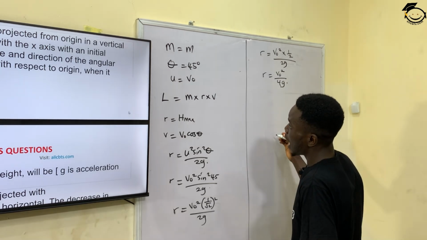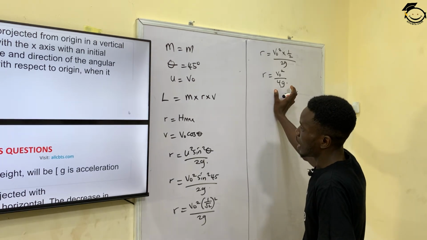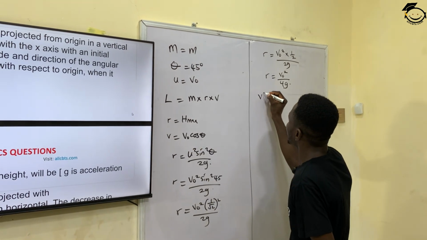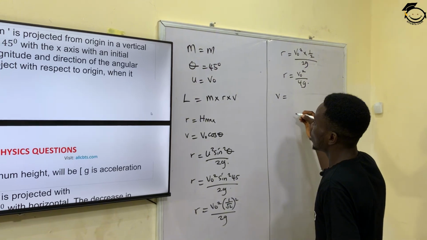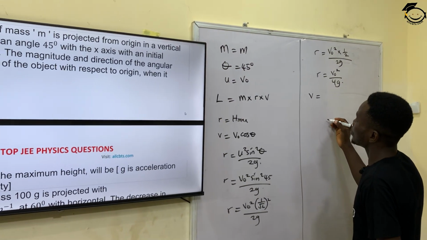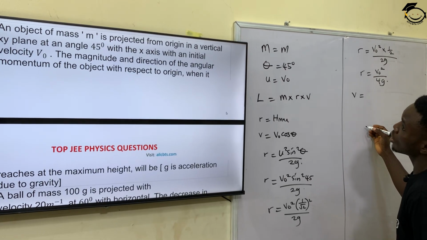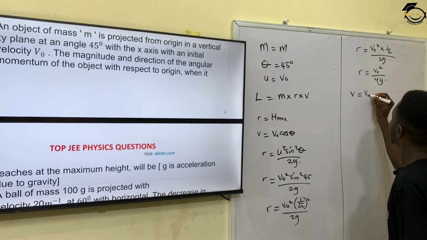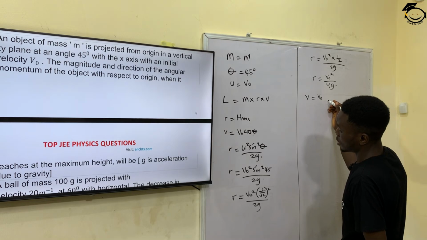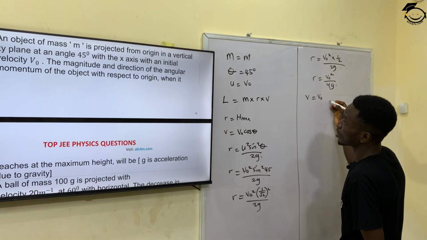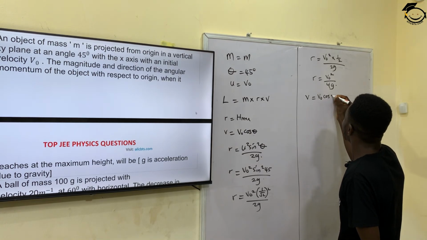So with that, I've gotten my r, and I have to find my v. So v here is supposed to give us v naught cos theta, which is the same thing, as in this question my v naught is still v naught. So I have cos theta, which will give me cos 45.